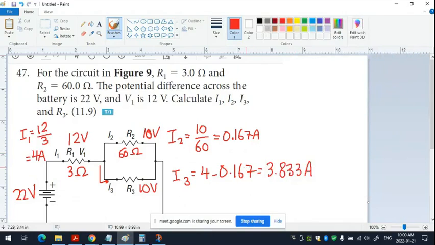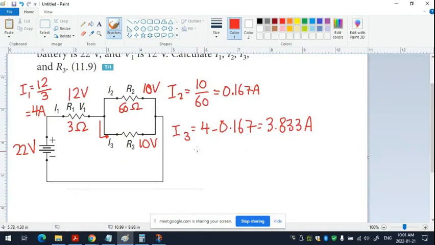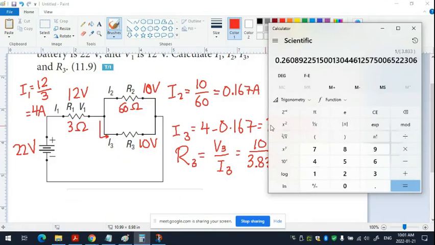Okay. How can I now calculate R3? What do I know about R3? I know the ampere, just found it, and the voltage. All right, so R3 equals V3 over I3. 10 divided by 3.833, that's 2.60.